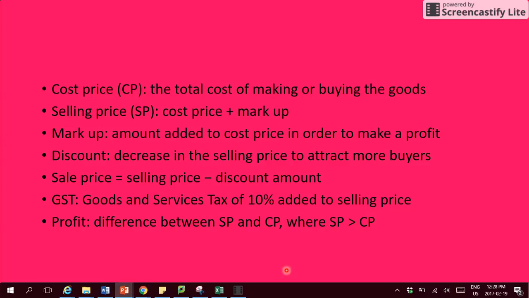So that's how much you make. Where your selling price has to be greater than your cost price. Obviously, you're not going to sell for something less because you'll be giving it to people. And then your loss, if anything ever happens, is the difference between the selling price and the cost price when the selling price is less than the cost price, which we don't ever want to happen. All right, so make sure you understand all of that.